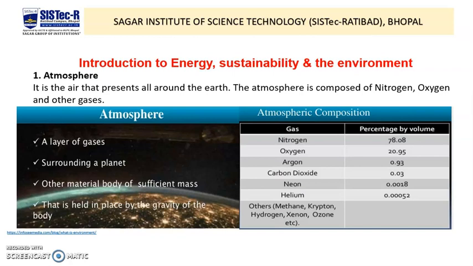So first physical component is atmosphere. It is the air that is present all around the earth. The atmosphere is composed of nitrogen, oxygen and other gases. In simple way, we can say it is a layer of gases. It surrounds a planet or other material body of sufficient mass that is held in place by the gravity of the body.